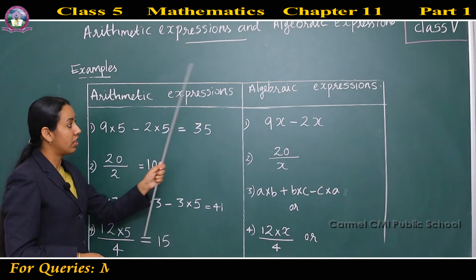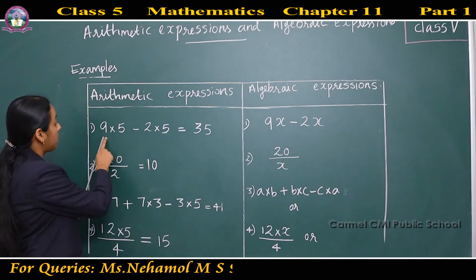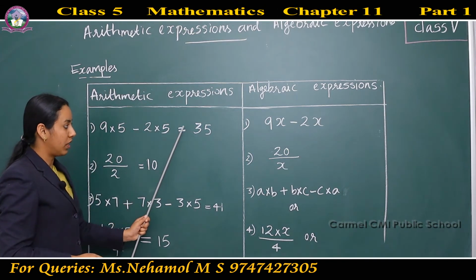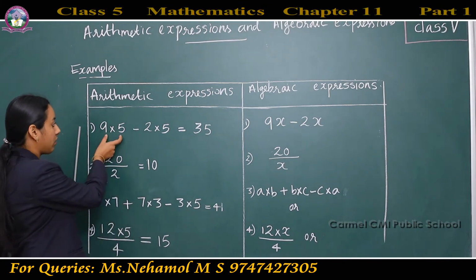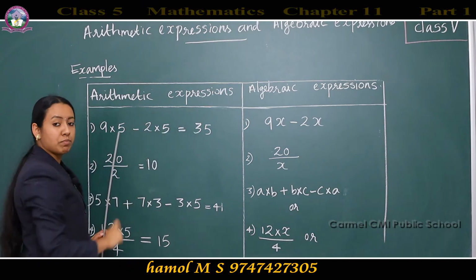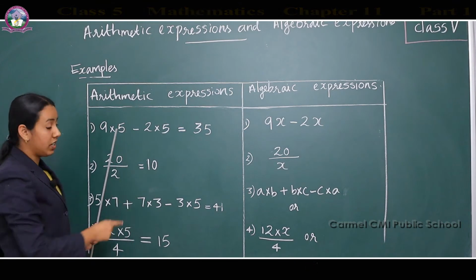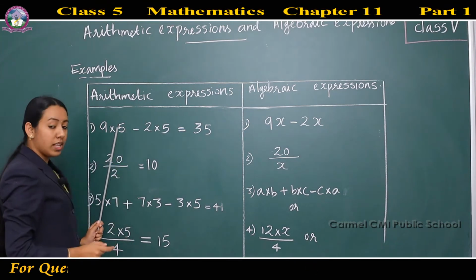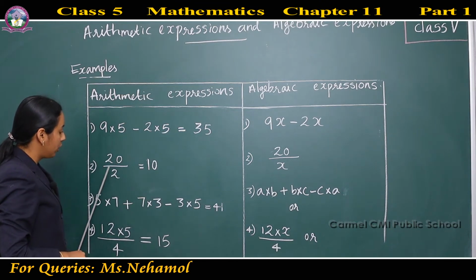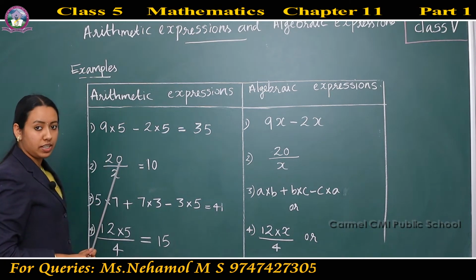Arithmetic expressions, algebraic expressions. First one, arithmetic expression: 9 into 5 minus 2 into 5, that is equal to 35. 9 5s are 45, 2 5s are 10, 45 minus 10 is 35. So, this is an example of an arithmetic expression. Here we use numbers and the number operations. Then, next one, 20 by 2 is equal to 10. This is also an arithmetic expression.